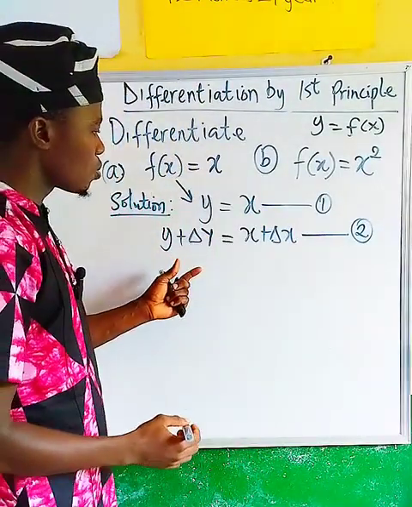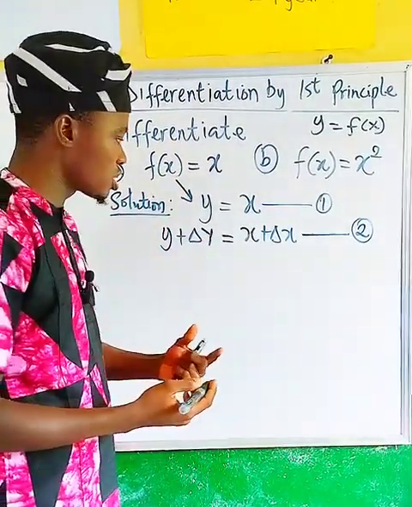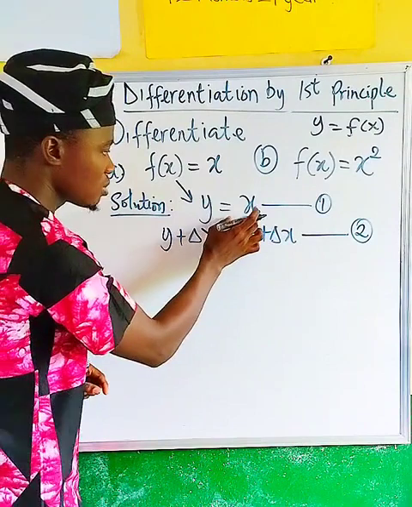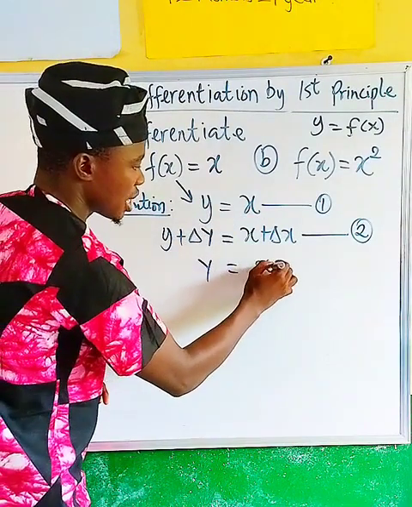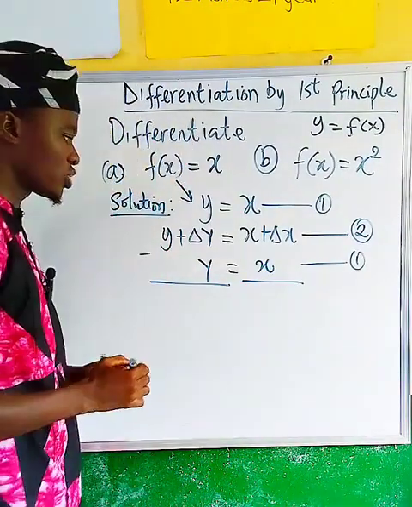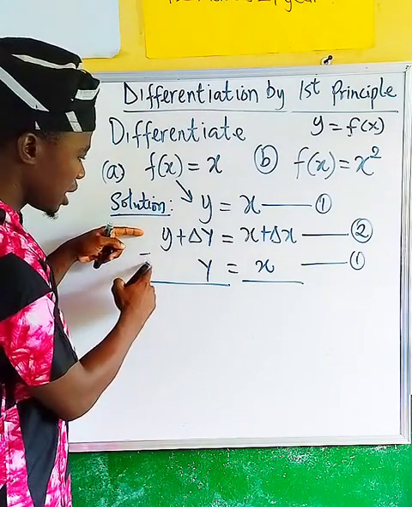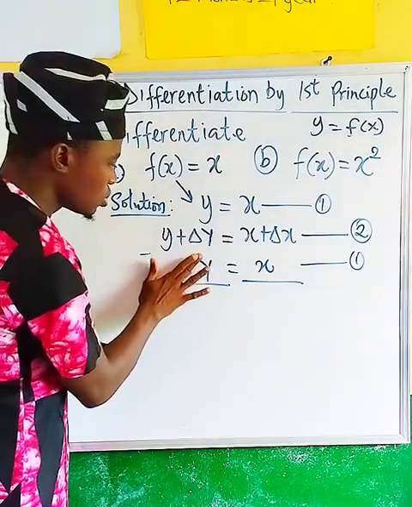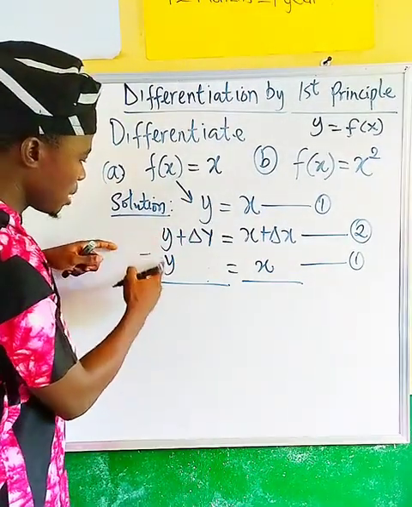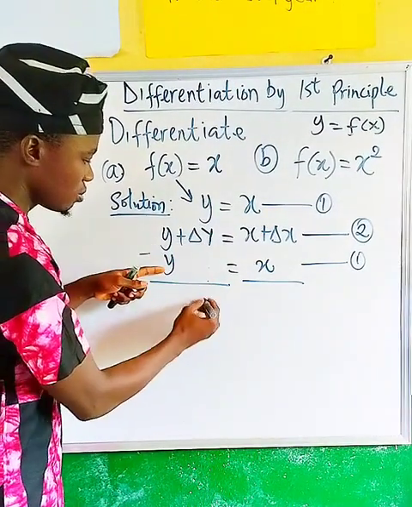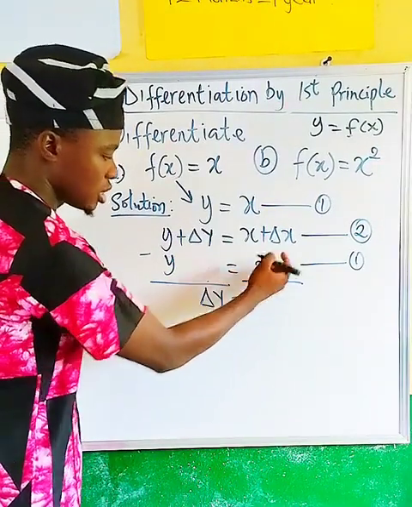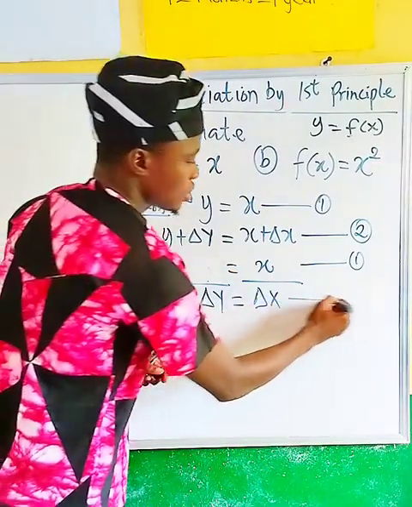Now from here, we are going to solve these two equations simultaneously. It means we are going to subtract equation 1 from equation 2. Equation 1 is y equals x. Let's do the subtraction. So y minus y gives us 0, then we have delta y here, equals x minus x, which is 0, and we are left with delta x.